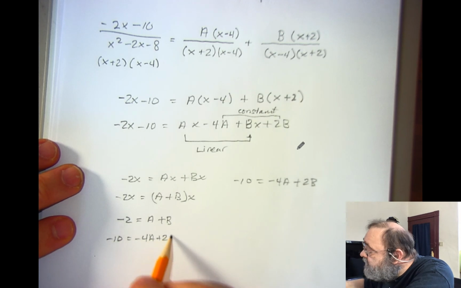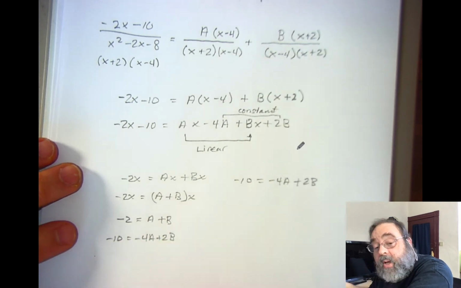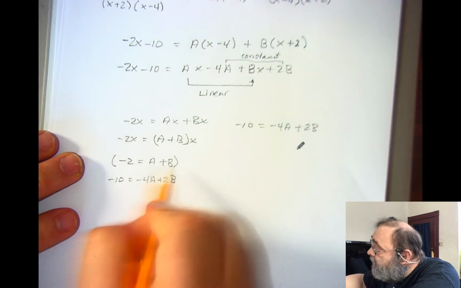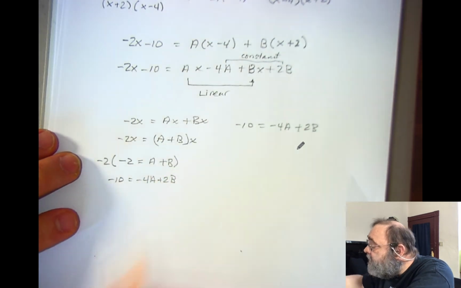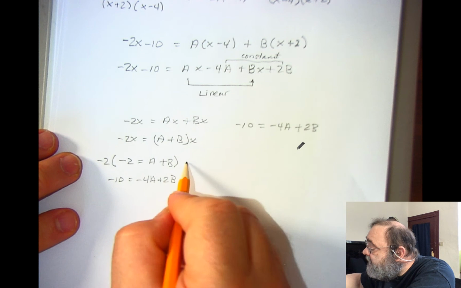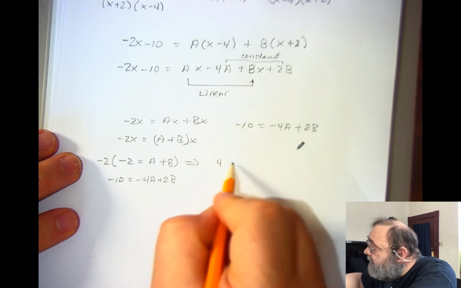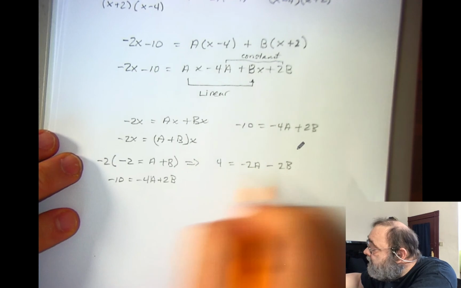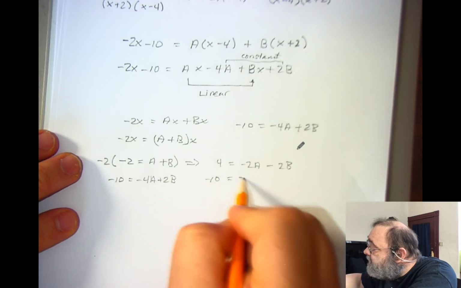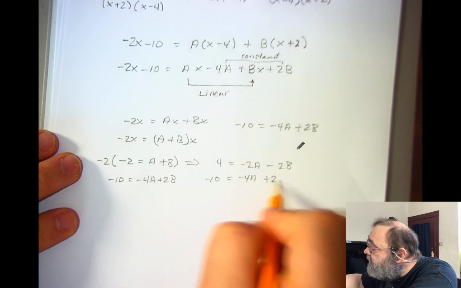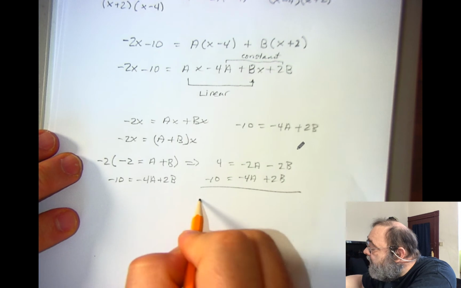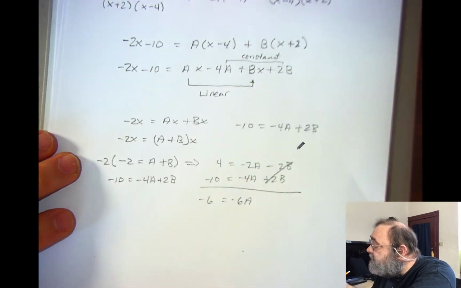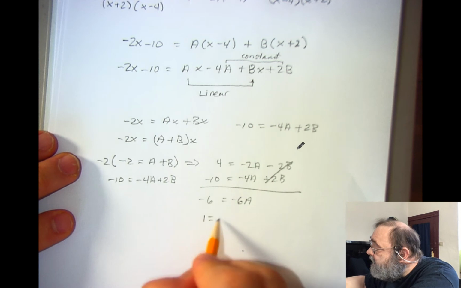I now have the choice of using linear combination or substitution. I'm going to be doing linear combination and multiplying my first equation by a negative 2 so that the b's are opposites, and I end up with 4 equaling negative 2a minus 2b, and negative 10 is equal to negative 4a plus 2b. Combining the two equations, negative 6 is negative 6a with the b's canceling. I can see that 1 is equal to a.